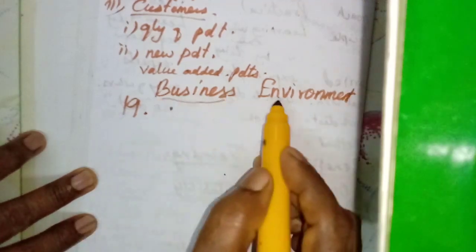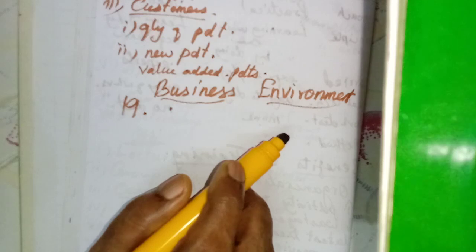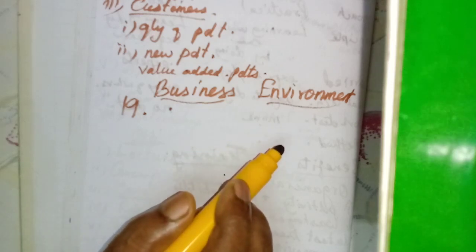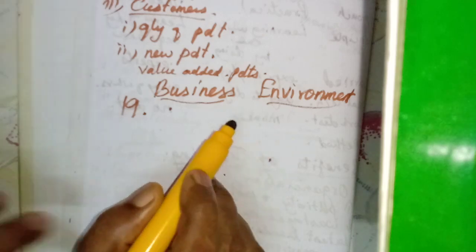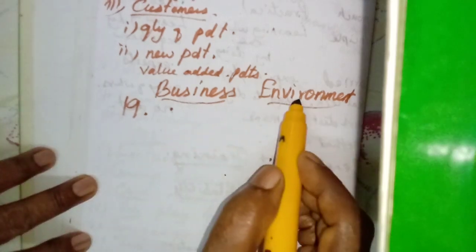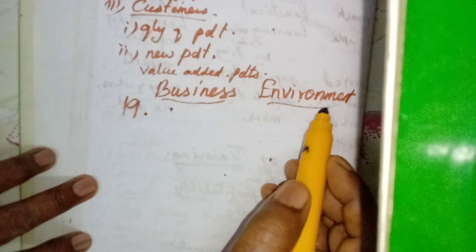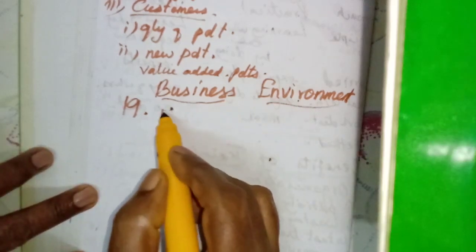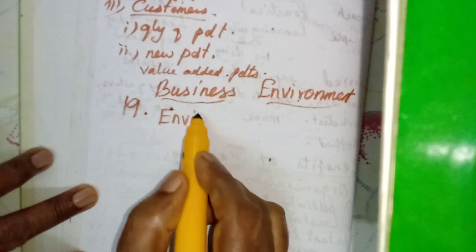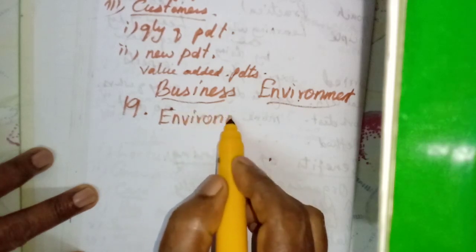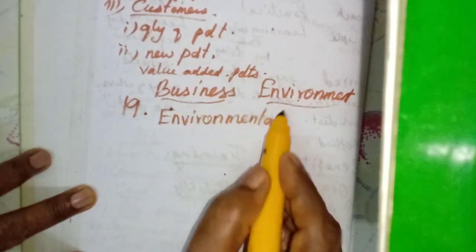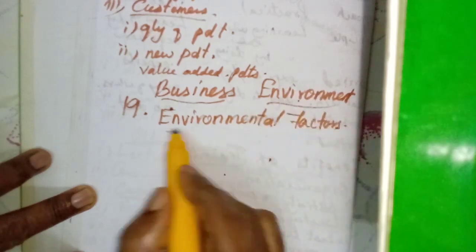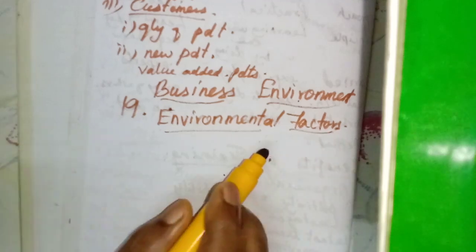Business environment, environment or environment, we can pronounce it in two ways. Business environment, if you say it like that, it is easy for you to write the correct spelling. Or environmental factors. That is the chapter. So first we will learn about the business environment.